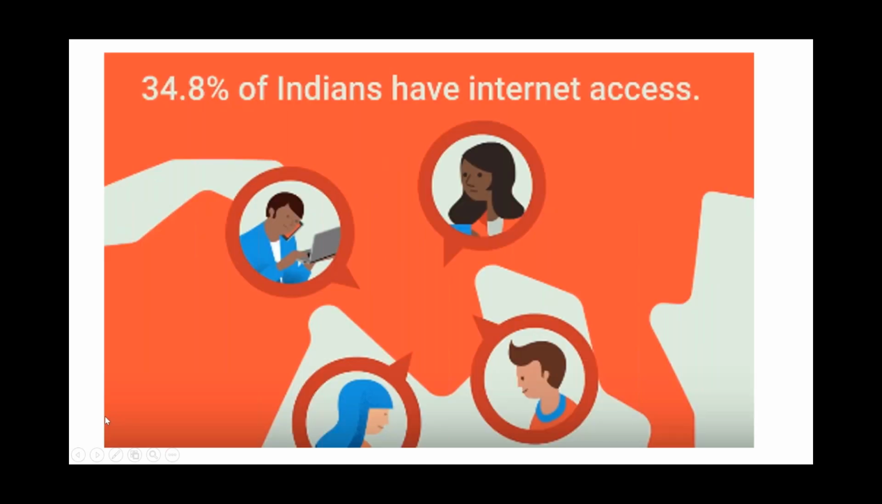And in India, only 35% of people have internet access. That number might look very small to you, but actually we are the second largest internet users after China. It means we have even crossed the United States in terms of internet usage. So we are one of the powerful nations in terms of internet connections. We are stronger than most of the countries.